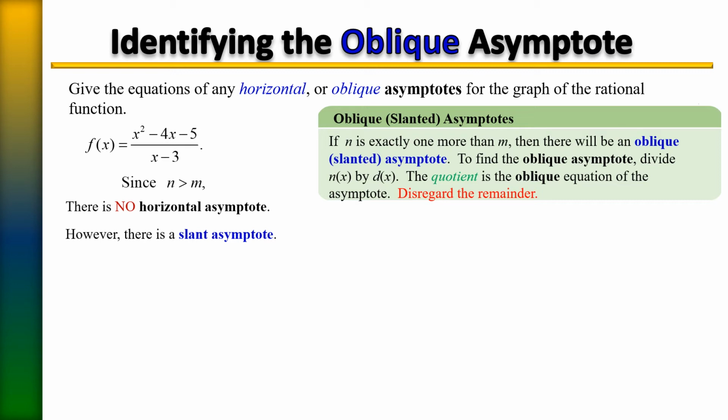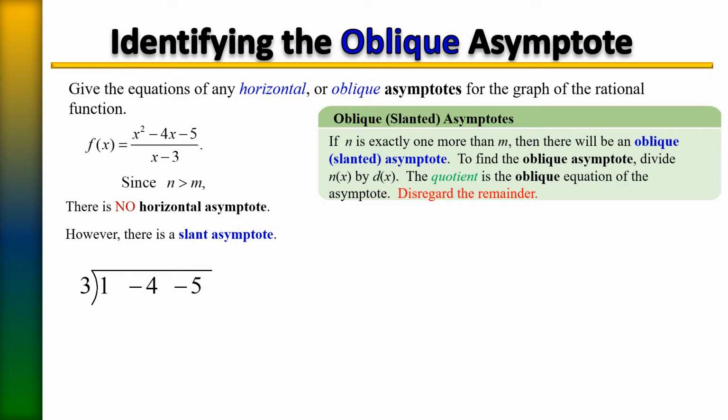Now, to find this slanted asymptote, all we have to do is divide the polynomial, the top divided by the bottom there. So let's go ahead and do that using synthetic division. And by the way, any remainder that you may have, you just disregard the remainder. So notice our outside number is going to be 3 for our divisor. So let's go ahead and plug everything in and get set up for our synthetic division.